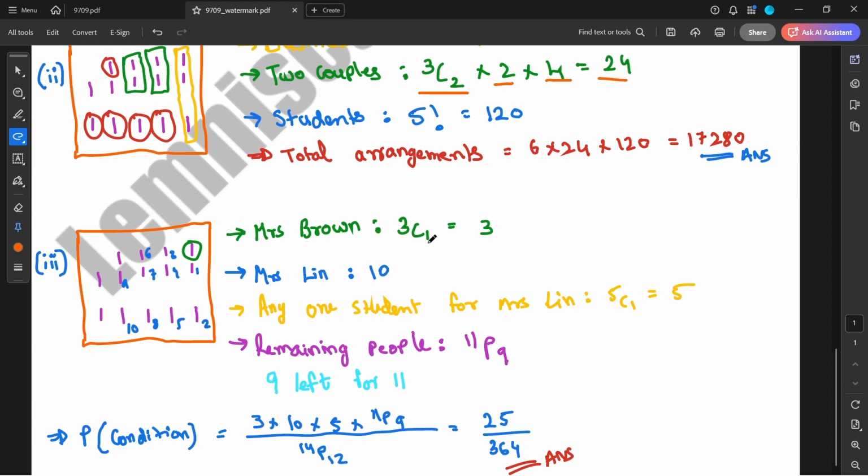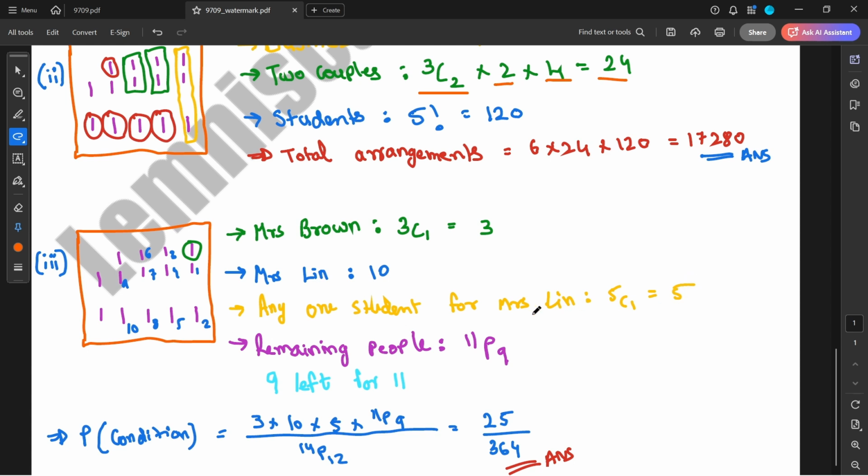And that is why I'm having 3C1 for Mrs. Brown, that is equal to 3. And then for Mrs. Lin, I've already explained that if Mrs. Brown is acquiring one of the seats in the front row, then I'm having 10 of the possibilities that I've marked over here behind which Mrs. Lin can sit. That is why there are 10 ways for that. Now, when I'm saying that Mrs. Lin can sit behind a particular student, we need to first of all figure out which of the students we have selected out of the 5. And that is why in order to select one student out of 5, it is going to become 5C1. That is going to be equal to 5.